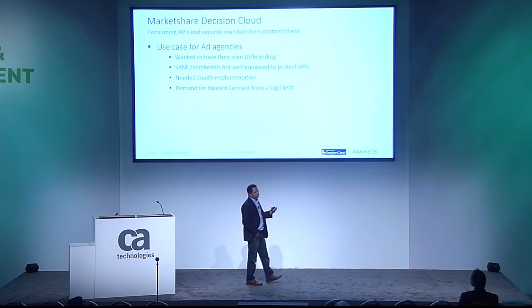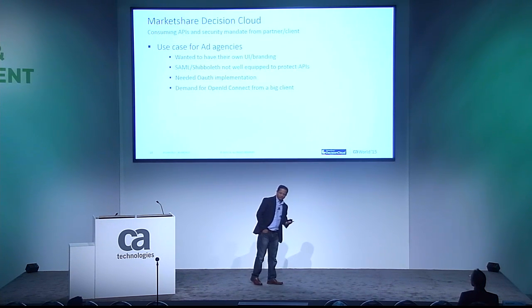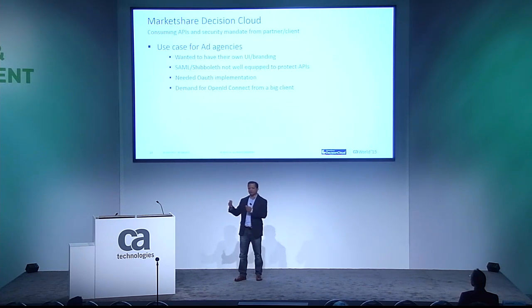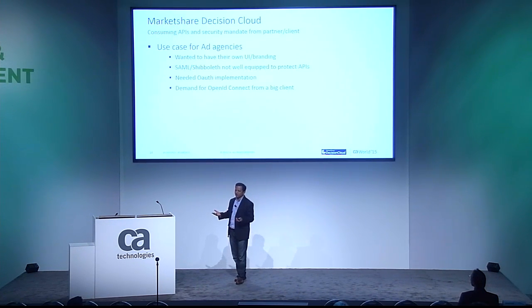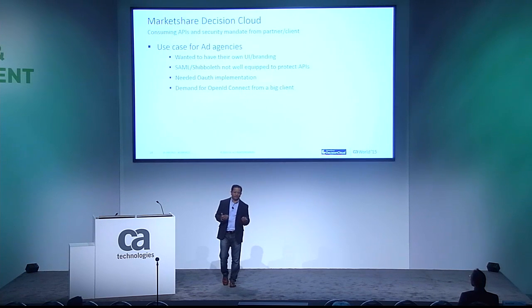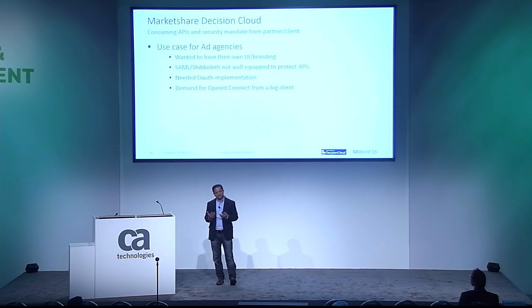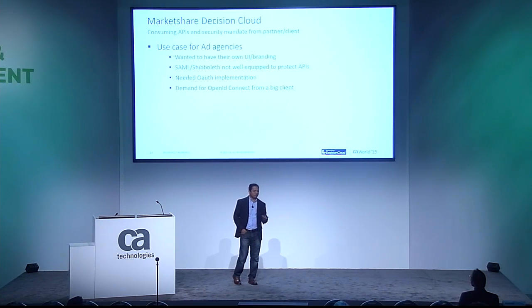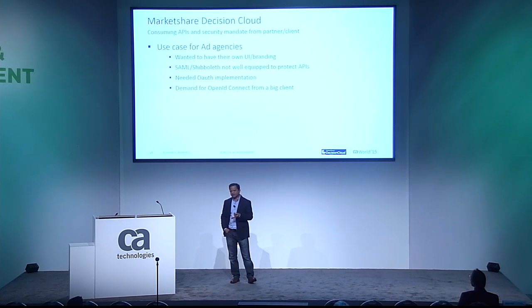So most of our power users are ad agency users, right? And when they go and present to their customers, they want to show their own UI. They don't want to show Market Share UI, right? And so they wanted access to our APIs directly instead of going and showing our UI. And SAML and Shibboleth was not really well equipped to protect the APIs, especially the REST APIs, SOAP APIs, maybe yes. Some of our clients also wanted OAuth kind of an implementation to secure our APIs.